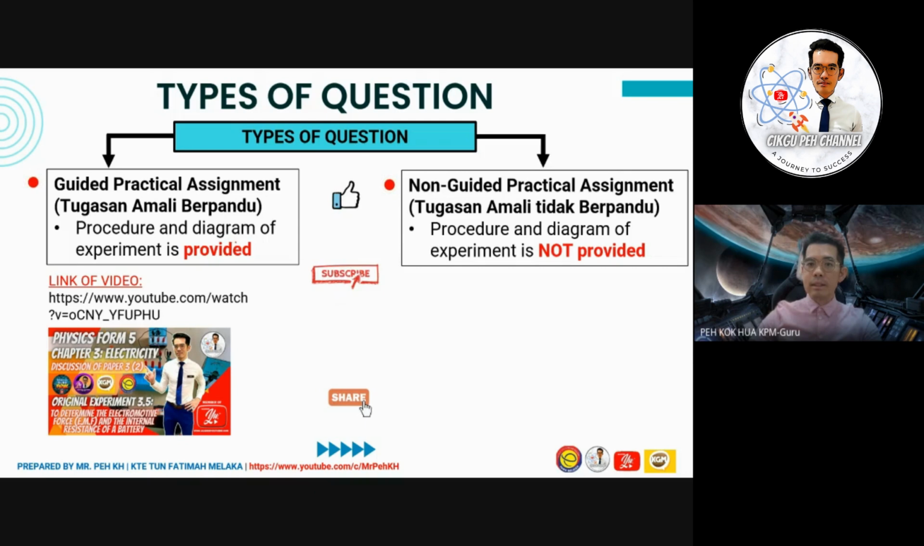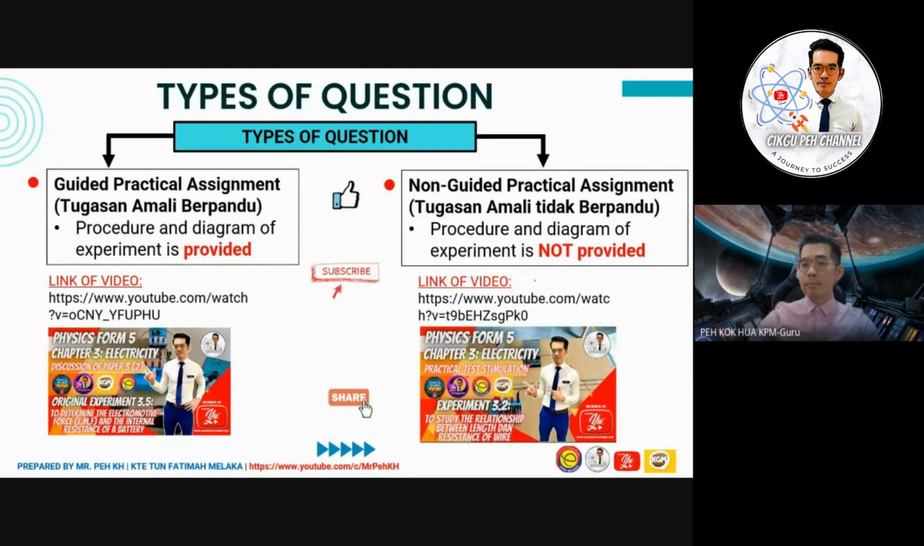And the second type will be the non-guided practical assignment. And in BM, we know it as Tugasan Amali Tidak Berpandu. So the procedure and the diagram of the experiment are not provided. So this is a sample of the video where I have discussed the type of question regarding Tugasan Amali Tidak Berpandu previously. So again, you may click the link to reach the video. So in today's video, I'm going to discuss with you the non-guided practical assignment or Tugasan Amali Tidak Berpandu.